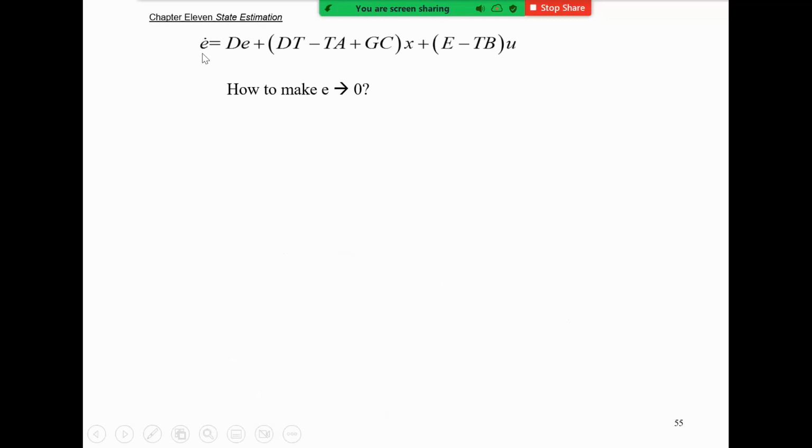The objective is that we want to make e go to 0. And we want to design, what are the design variables? D we can design. T, the transformation matrix, we can design. Of course, A we cannot change; A, B, C are given. G we can design. So you see we have a lot of freedom.